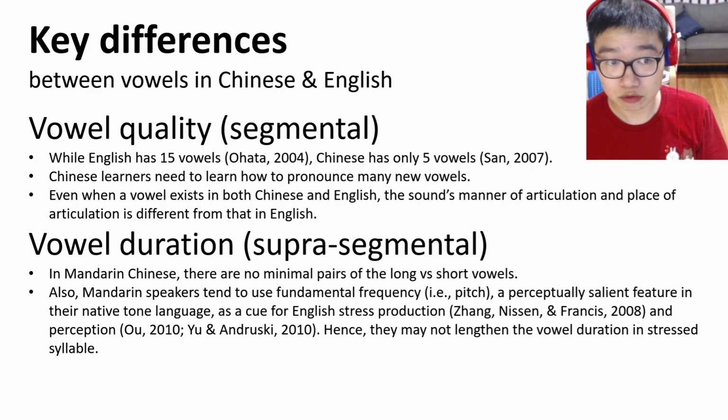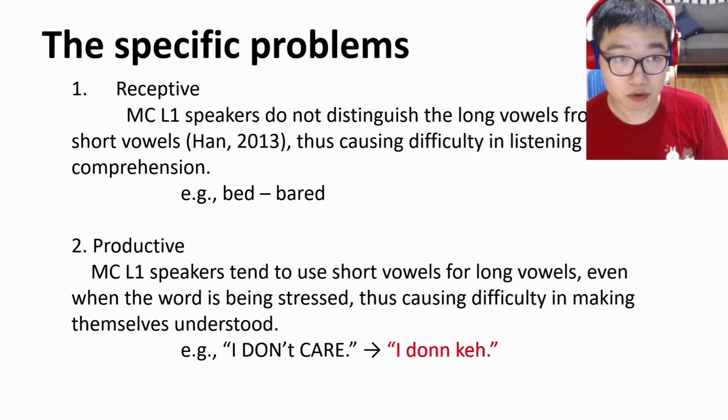And the second part is vowel duration, which is the focus of the lesson today, also known as suprasegmental. In Mandarin Chinese, there are no minimal pairs of long versus short vowels. Also, Chinese speakers tend to use pitch, so how high or how fast your vocal folds vibrate, to determine if a syllable is stressed instead of using length as the audio cue. So they may not lengthen the vowel enough in stressed syllables, which takes us to the problems they face.